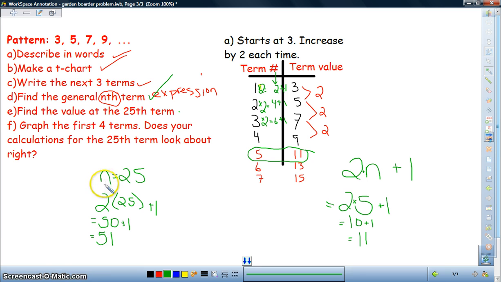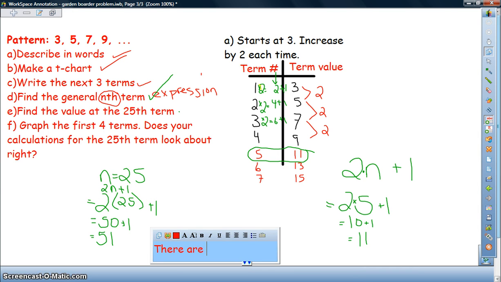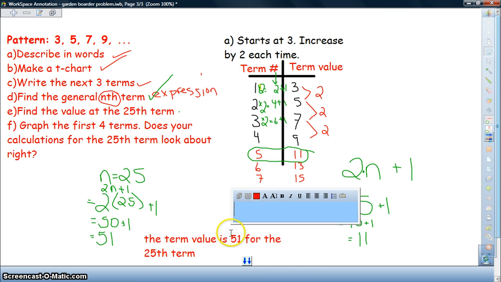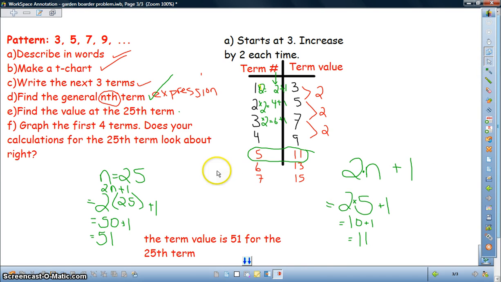The only thing I'm missing here is I should have had my equation, or my expression to start it off, 2n plus 1, so it shows me what I'm substituting in. And then I can answer the question by saying the term value is 51 for the 25th term, or something of that nature. So now we've completed this. Graph the first 4 terms.